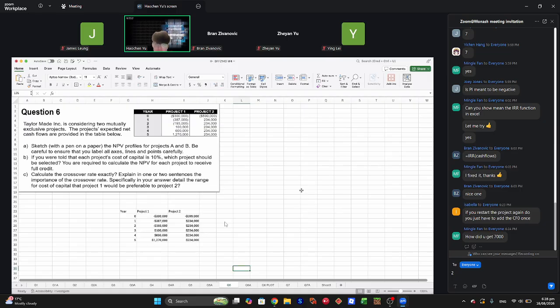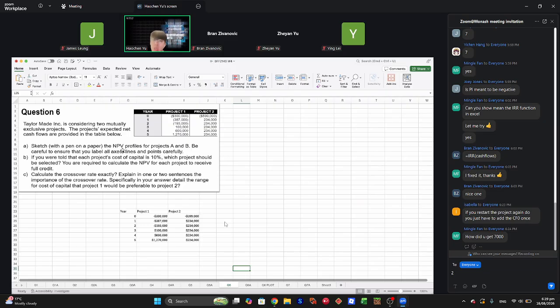So in question 6, you are given 2 projects. Project 1 and project 2 both take 5 years. You get the timeline, you get the cash flows here. And the question asks you to sketch the NPV profile. We already covered the NPV profile a little bit in the Power Average section. In the NPV profile, X is the discount rate, the cost of capital. Y is the net present value.